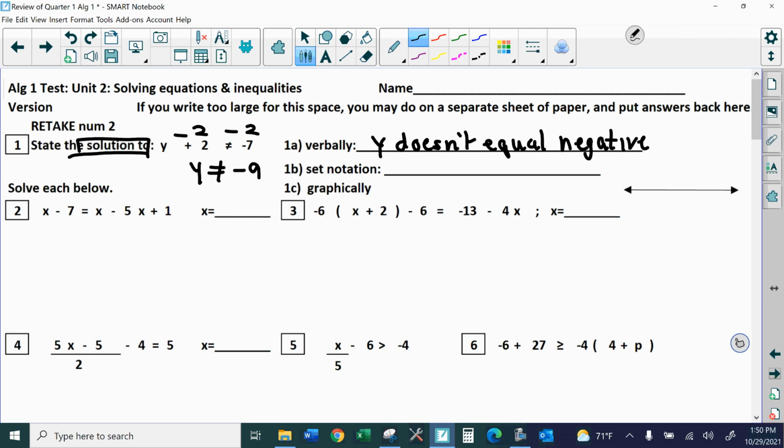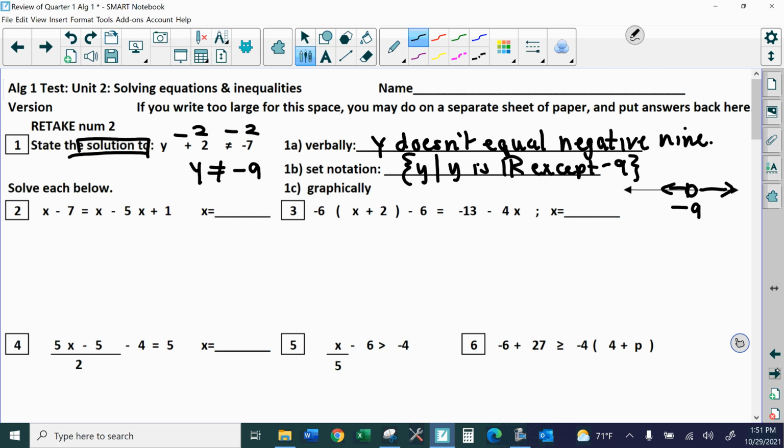I could have probably just written negative 9, the number itself, but set notation: y bar, y is all real, remember that's the all real symbol, except negative 9. And put the set notation again. Graphically, it says graph every number besides negative 9. So I just put a negative 9 there, put a circle so it doesn't include it, and shade it both directions.